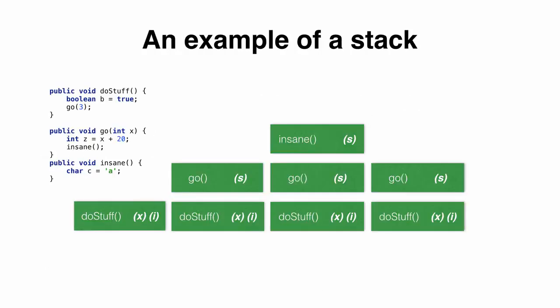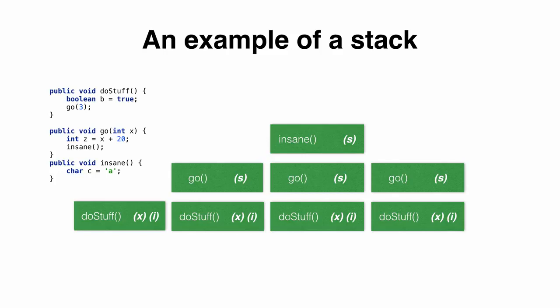So if we have an example of stack here, we have do stuff, go, and insane. Firstly, we call do stuff. So do stuff goes onto the stack. Then inside do stuff, it calls go. So go goes on top of the stack. The reason do stuff is still on the stack is because it's not finished. Go is something we're calling inside do stuff, so we cannot leave do stuff until go's finished. So do stuff is now at the bottom of the stack, go's on top, and inside go we call insane. So insane goes on top of the stack, and all these arguments are just local variables for these particular methods.